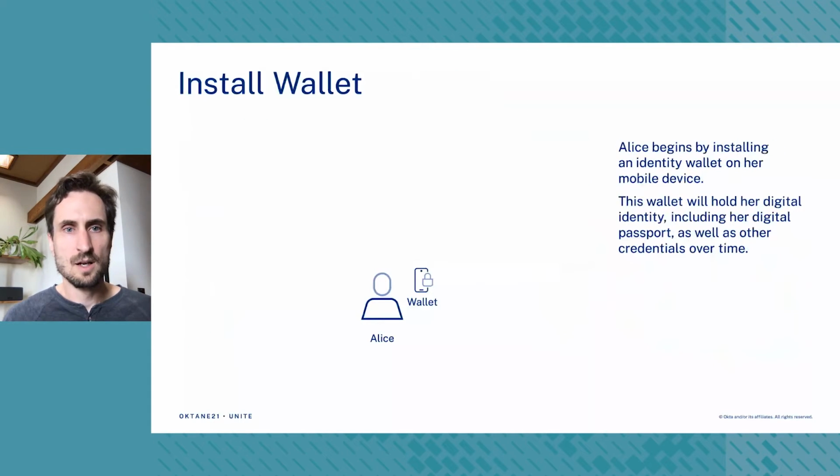Alice begins her journey by installing an identity wallet. This wallet will typically be on her mobile device, as that is what she is most likely to have in her possession when needing to prove her identity to others.